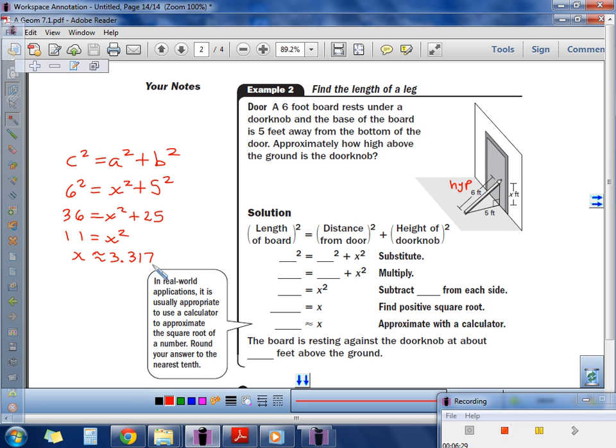So this is a real life problem though, so I wouldn't be perfectly happy with that answer. Real life problems have units. What are the units on this answer? Make sure to put feet on your answer. There's our final answer.